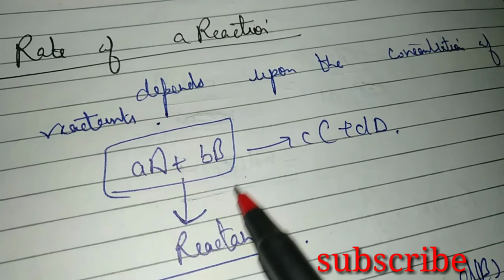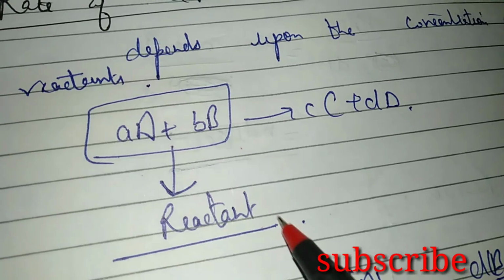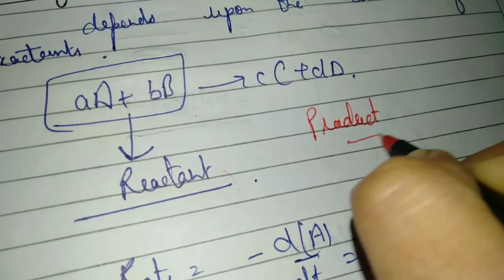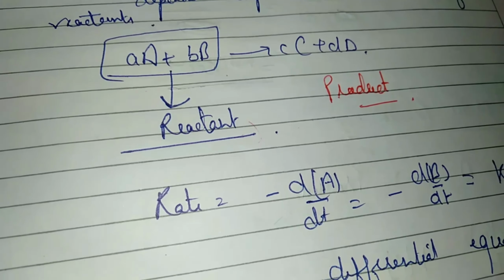So it is the simple equation, the general equation for a chemical reaction. This is the general chemical reaction. So on the left hand side these are the reactants and on the right hand side these are the products. So the rate of reaction depends upon the concentration of the reactant.